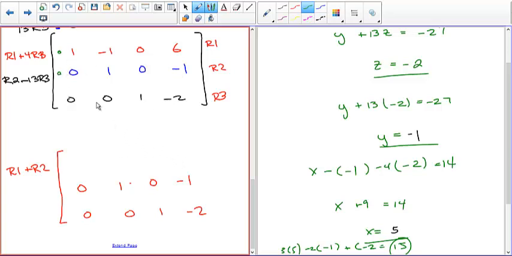So 1 plus 0 is 1. Negative 1 plus 1 is 0. 0 plus 0 is 0. 6 plus negative 1 is 5. X equals 5. Y equals negative 1. Z equals negative 2. That's the solution.